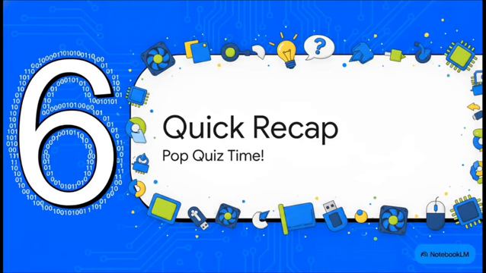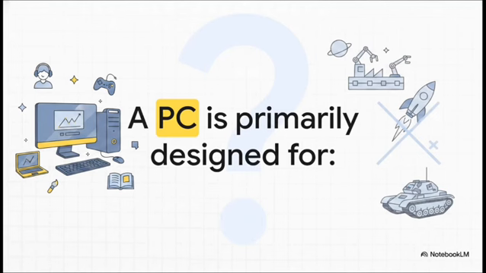Section 6. Quick recap. Let's change the pace up a bit. It is pop quiz time. Let's test that newly acquired foundation. Get ready. Question 1. A personal computer, or PC, is primarily designed for A. Industrial automation, B. Individual use, C. Space research, or D. Military operations. Think about it for a second.